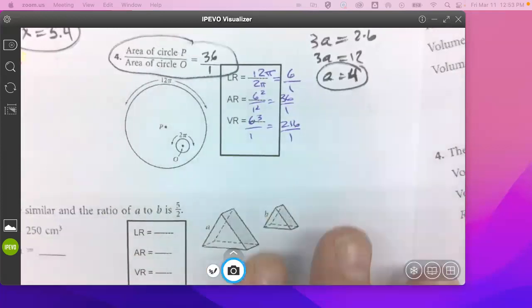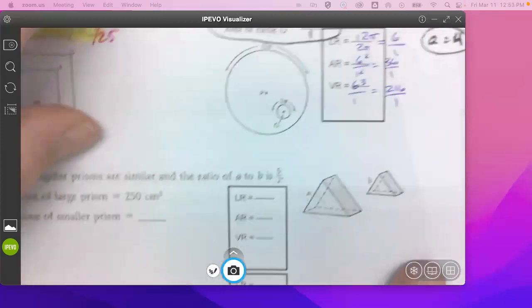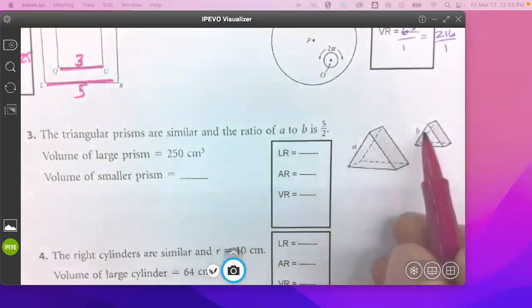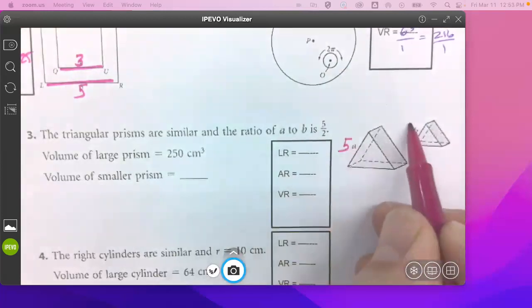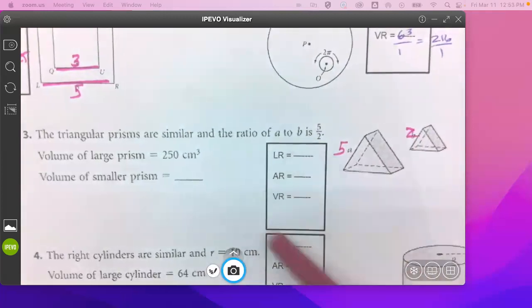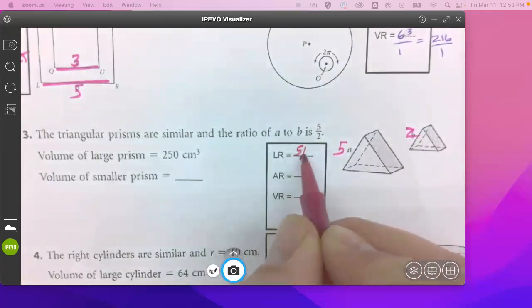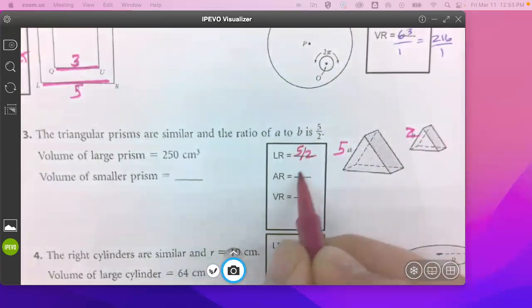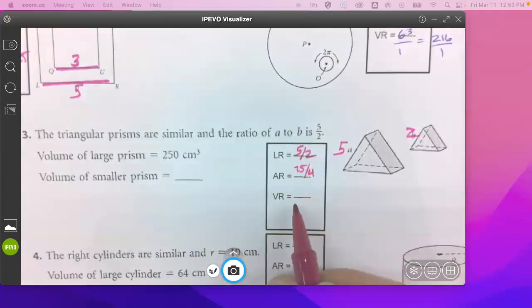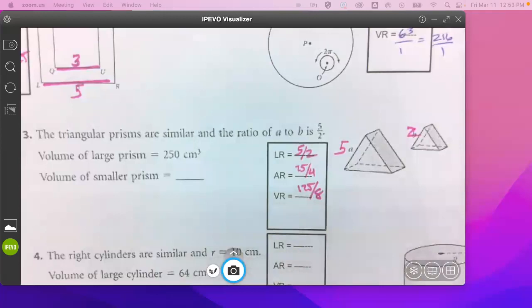Well, let's do a little more application of this. Take a look at number 3. It's telling us that the ratio of A to B is 5 to 2. What do I then put into this box based on that? 5 over 2 for LR, which means AR would be what? Good, 25 over 4, and VR, 125 over 8. But the whole point of this is to do something with it after this.